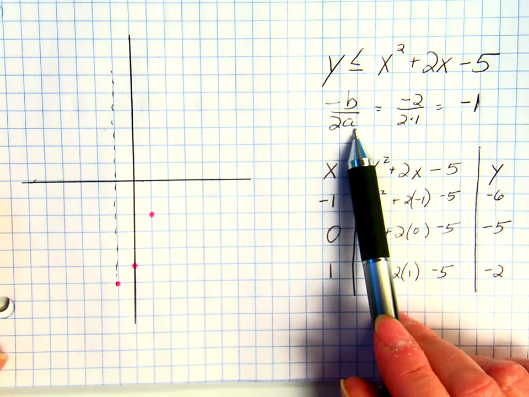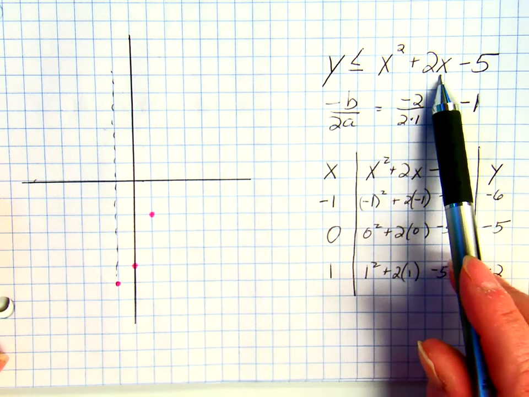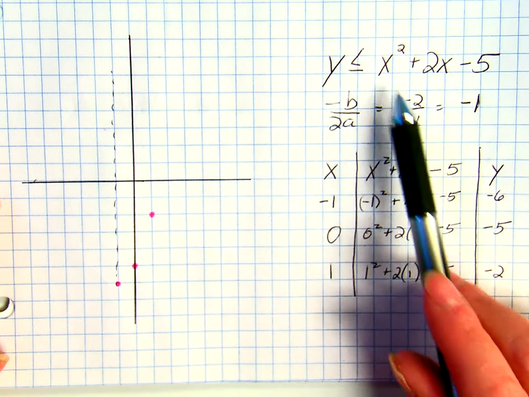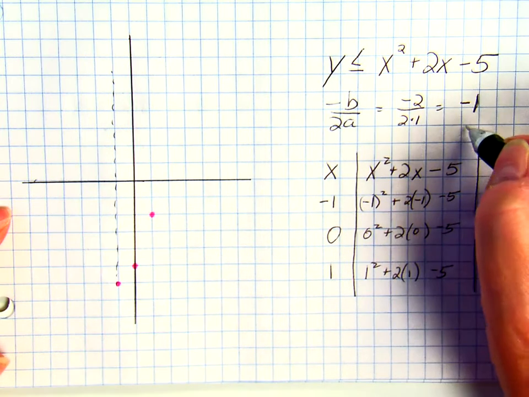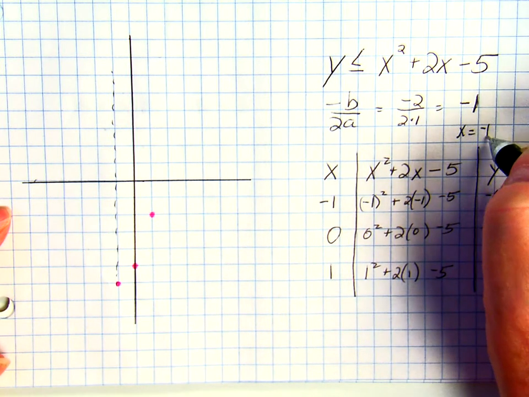Negative b over 2a. Negative b is negative 2 over 2 times 1 gives me a negative 1. So x is equal to negative 1.